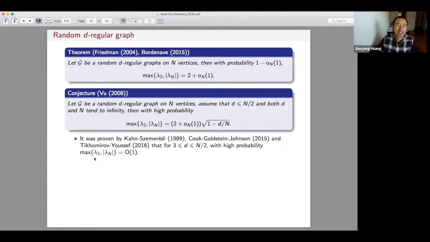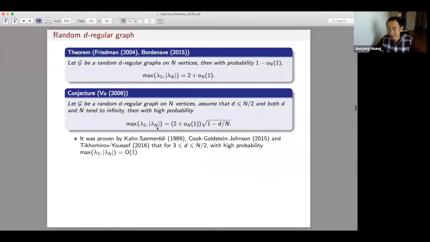They can show that the second largest eigenvalue and smallest eigenvalue do not grow with the degree or the size after this normalization. They're always bounded. But in their results, they cannot see this constant 2. My research is trying to study those random D-regular graphs, both in the regime where D is fixed and where D grows with the size of the graph, to get more precise information on the second largest eigenvalue and the smallest eigenvalue.